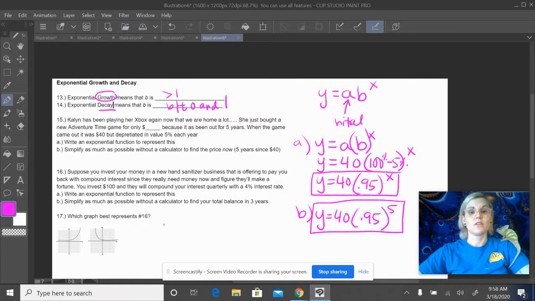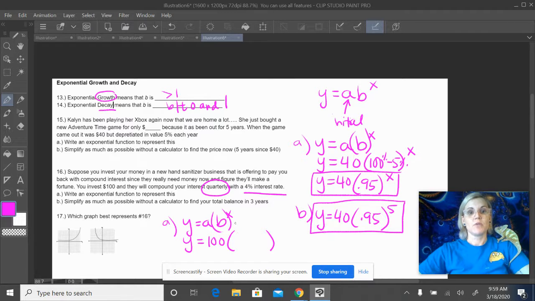All right, number 16. You want to invest in a new hand sanitizer business that's offering to pay back with compound interest since they really need the money now. So you invest $100 and they will compound your interest quarterly with a 4% interest rate. So I'm going to use my same equation, a times b to the power of x. And when I use this equation, I'm going to use my initial amount just like the last one.